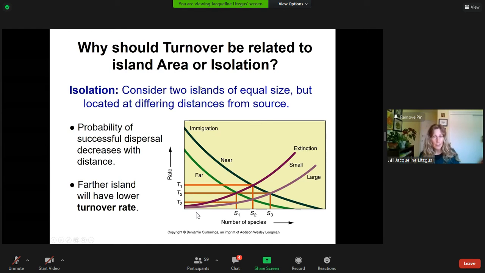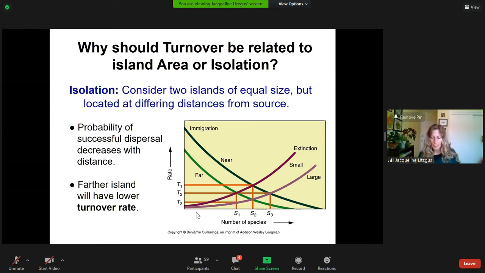So now we're going to consider two islands of the same size. So we're going to control for size, but they're located at different distances. So now we're going to compare that near-far part on the immigration lines. Okay, so the probability of successful dispersal decreases with distance. As you get further away, it's harder to get there, right? And remember, this is all based on chance events of dispersal happening.